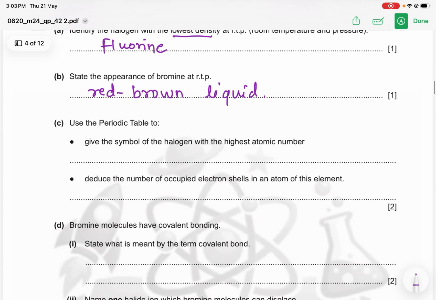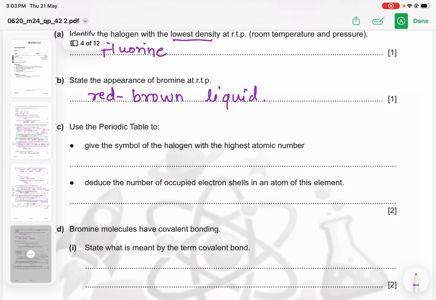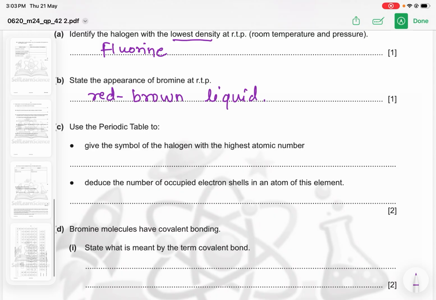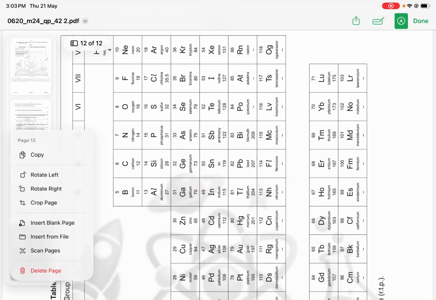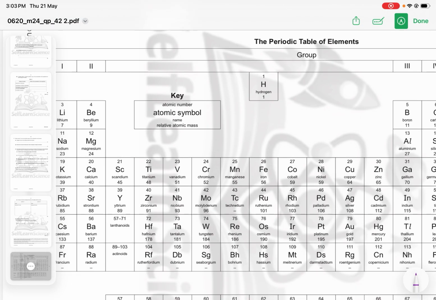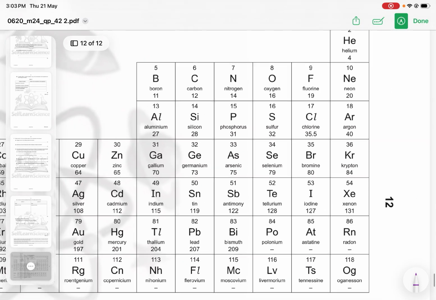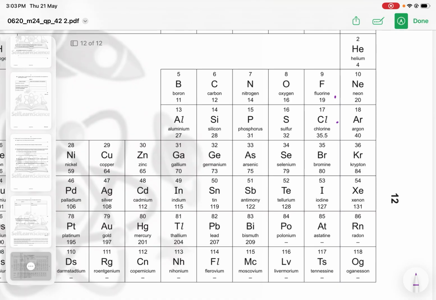Use the periodic table to give the symbol of the halogen with the highest atomic number. For that we will have to refer to the periodic table. We go to the halogens, and the one with the highest atomic number is tennessine, Ts.